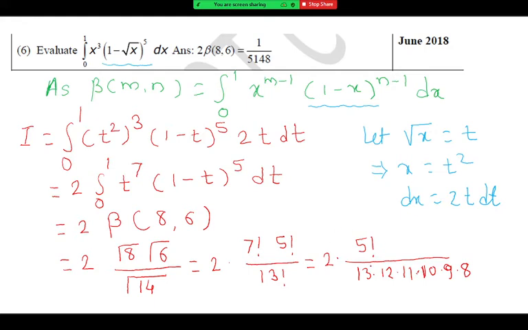Now next step, yes, you have to simplify this. You can do the calculation on your own, or you can do it on a calculator, because calculators are allowed in the exam. So you can keep a calculator with you. The calculator will give you the answer as a fraction like 1 upon 5148. So 1 upon 5148 is the final answer. Or if you write the answer in decimal, that is also correct.